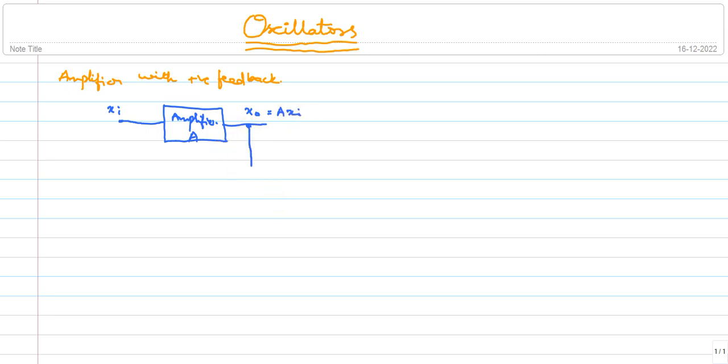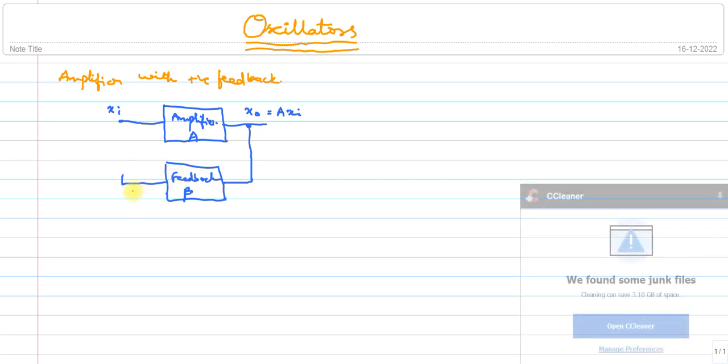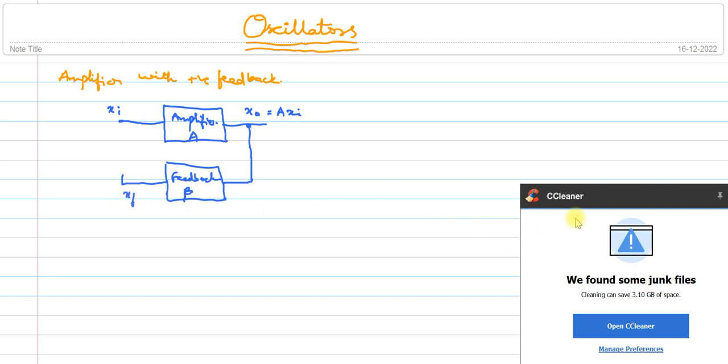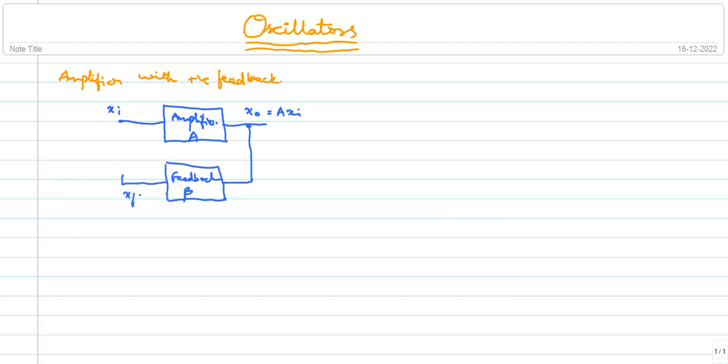And I have a feedback network also. This is my feedback network. I am connecting it here. This feedback network has gain beta, so here I am getting xf, where xf is equal to beta times x naught. This is my feedback. Now I want to invert this so that it will be converted to positive feedback, and I call this xf dash, which is equal to minus xf.